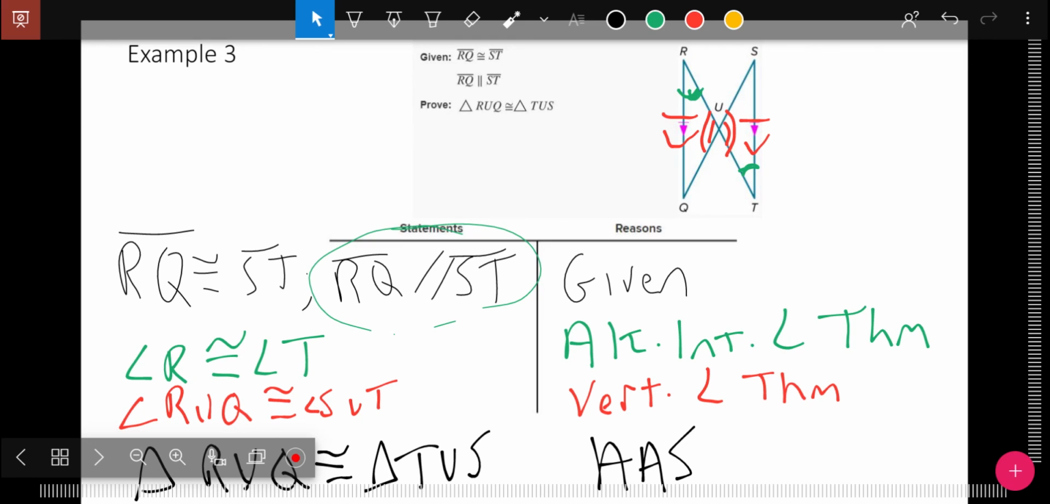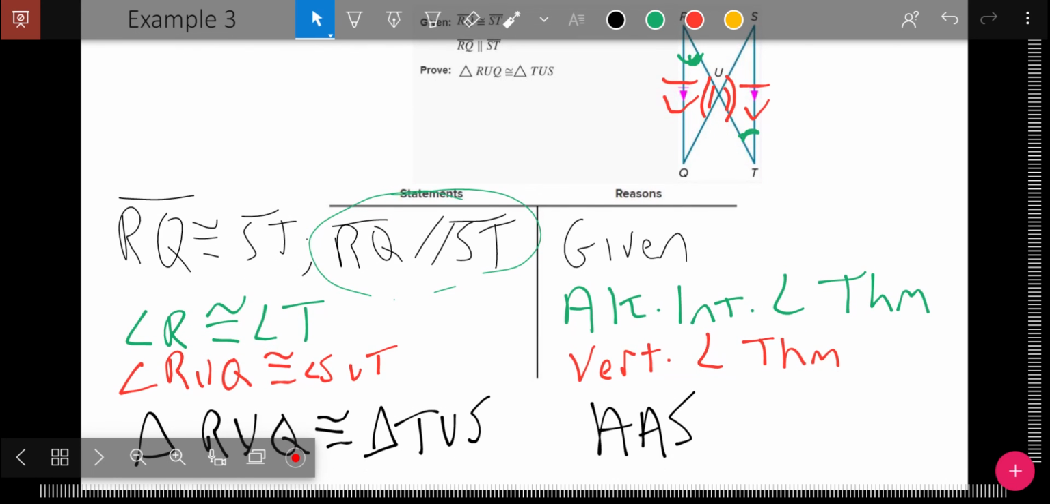If you used both sets of alternate interior angles, it could be the same thing, but angle, side, angle. So this proof has definitely more than one way that would work successfully.